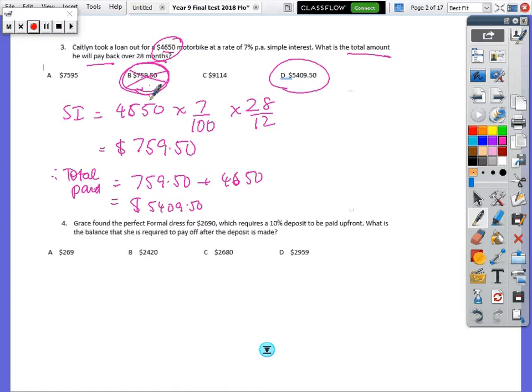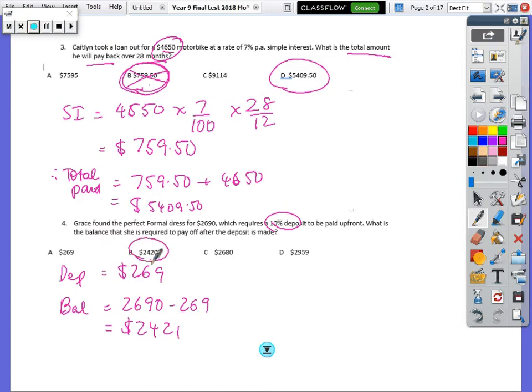Okay. Next one, we're out by $1 in this one, so that was a bit of a thing. She had to pay a balance of 10%, so that was $269. What is the balance? So that's not the balance, that's the deposit, sorry. Deposit is that. And so the balance is 2,690 minus 269, and unfortunately that's the closest answer. Okay, next question.